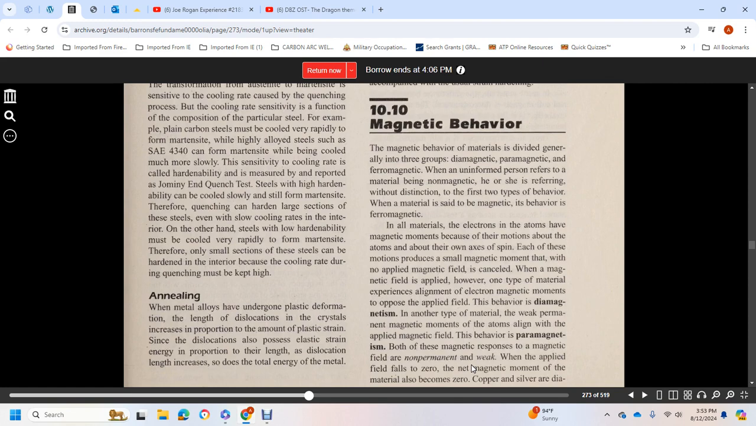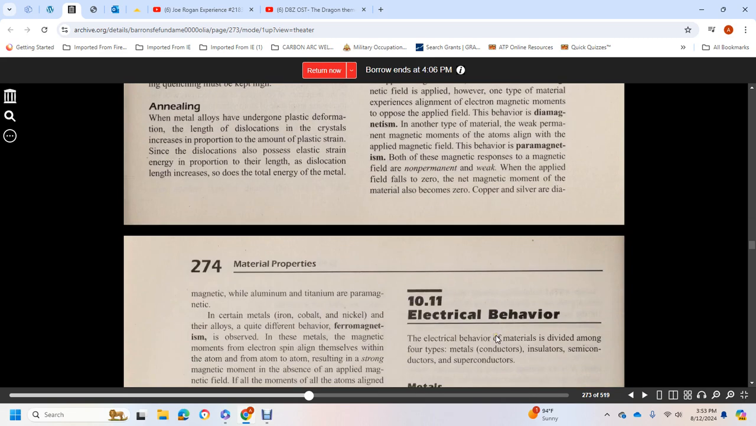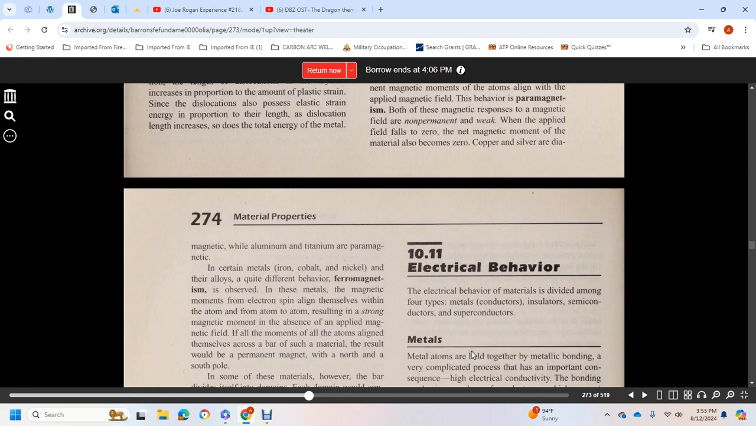However, there is one type of material that experiences alignment of electronic magnetic moments against the applied field. This behavior is diamagnetism. In another type of material, the weak permanent magnetic moments of the atoms align with an applied magnetic field. This behavior is called paramagnetism. Both magnetic responses to the field are non-permanent and weak. When the applied field falls to zero, the net magnetic moment of the material also becomes zero. Copper and silver are diamagnetic, while aluminum and titanium are paramagnetic. The transition metals iron, cobalt, and nickel, with their alloys, are quite different materials, being ferromagnetic.